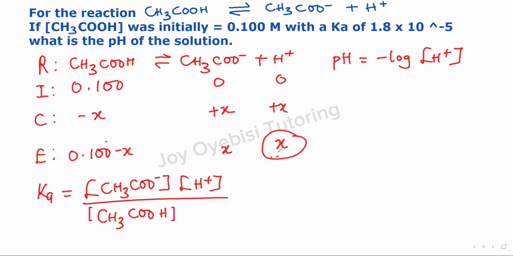Okay? So the Ka given to us is 1.8 times 10 raised to the power of -5, which is very small. When we have a very small Ka, we use the approximation method where we're going to ignore this -x. So x times x here gives me x squared, over, instead of 0.100 minus x, I'm just going to say 0.100. And that's because the Ka is small.